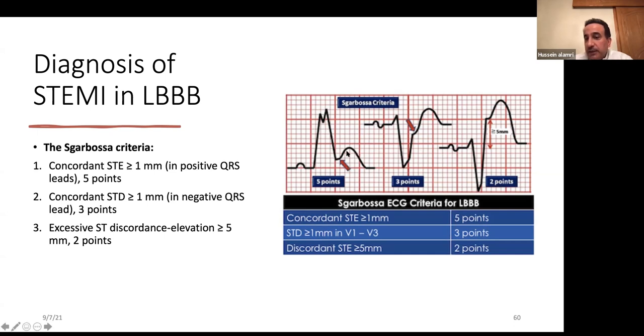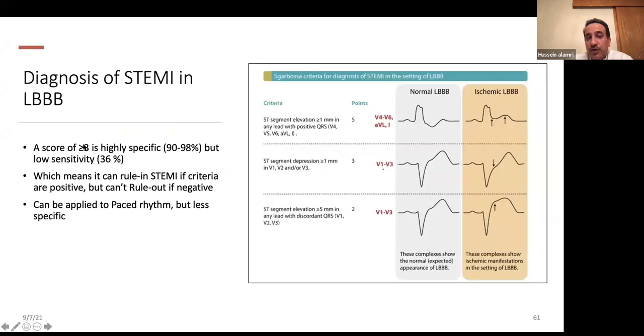So the highest is for concordant ST elevation, then for concordant ST depression, and the least specific and sensitive is the third one, where you consider more than 5 millimeters of ST elevation in leads with discordant QRS. So if the score is 3 or more, it's highly specific, but it has very low sensitivity. If you have all three criteria fulfilled, of course, the probability of MI is higher. However, in general, Sgarbossa has very low sensitivity but high specificity, which means if it's positive, it's highly specific for MI. But if it's negative, it's not sensitive enough to rule out myocardial infarction. Sgarbossa can also be applied to patients with paced rhythm, exactly the same, with the same sensitivity and specificity.